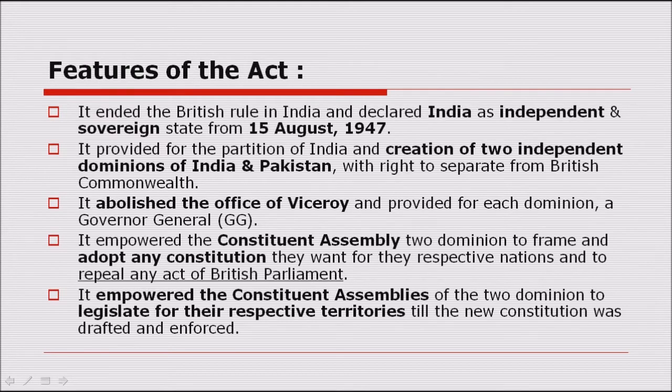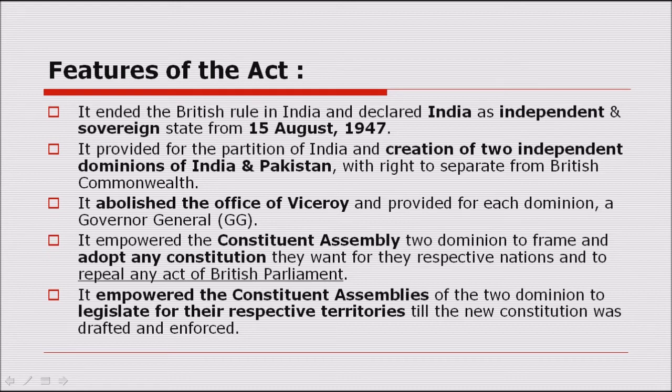Now the features of the act. It ended the British rule in India and declared India an independent and sovereign state from the 15th of August 1947. It also provided for the partition of India, as I already told you, and the creation of 2 independent dominions, India and Pakistan. So at first, dominion status was provided to India and Pakistan. And they also provided the provision to separate from the British Commonwealth of Nations.